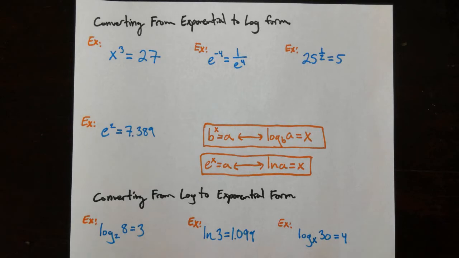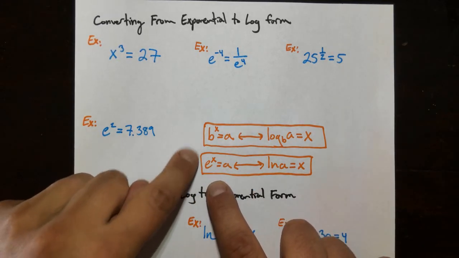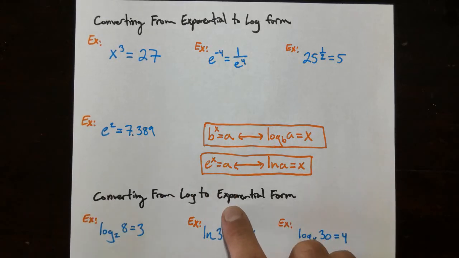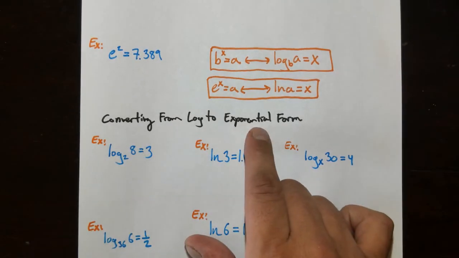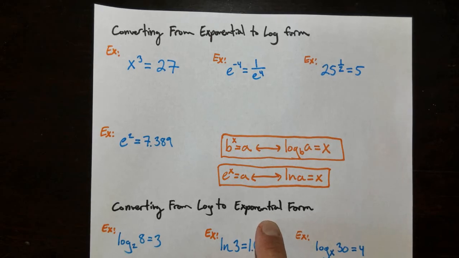So this top portion, we're converting from exponential to log form. So all of these start out exponential, and we want to convert to log form. And I wrote our two little keys here. And then the second portion, we're going to be converting from log to exponential form. So let's start with going from exponential to log form.